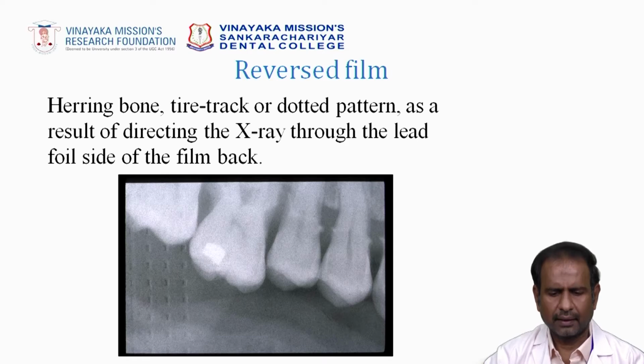In this radiograph, if we place the film reversed, a tri-track appearance is seen. See the picture on the left side, there is a tri-track or dotted pattern. So we should know that this film was reversely placed, and we have to correct that. Next time we have to place it in the proper way.